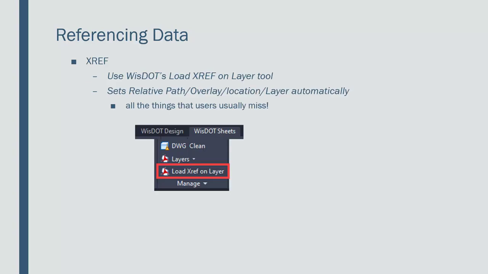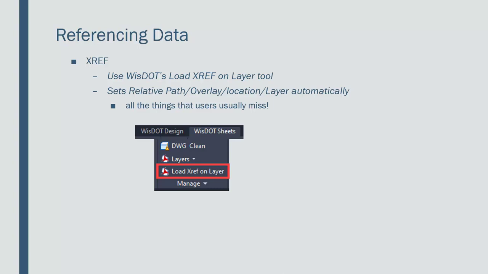So for the XREF, you'll want to use the WIS.dot tool load XREF on layer tool, and you can see here this tool is in the manage panel in both the WIS.dot sheets and the WIS.dot design ribbons. This tool sets the relative path, overlay attachment, the location, as well as the layer automatically. These are all things that users usually miss in one way or another. Now, if you get 3 of these right, but you get a 4th one wrong, this one gets all 4 of the things that you need correct.